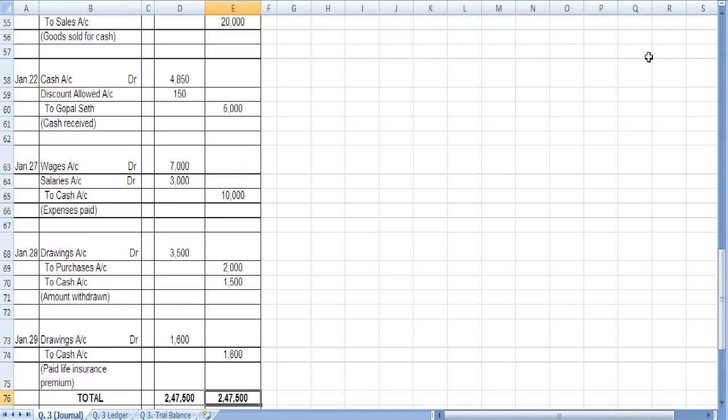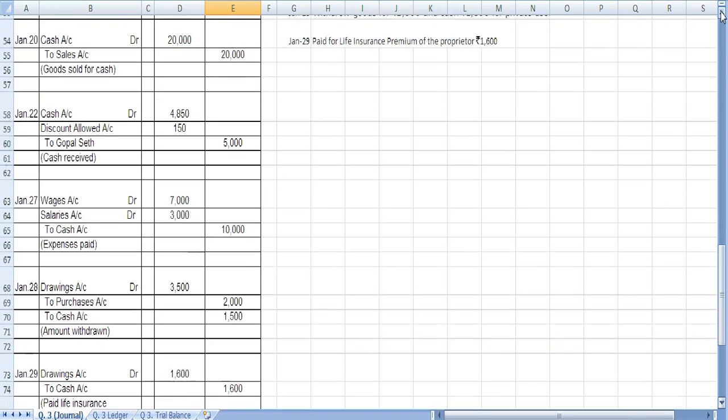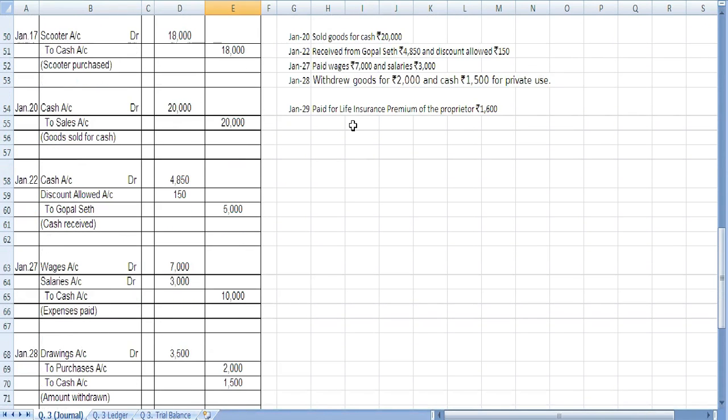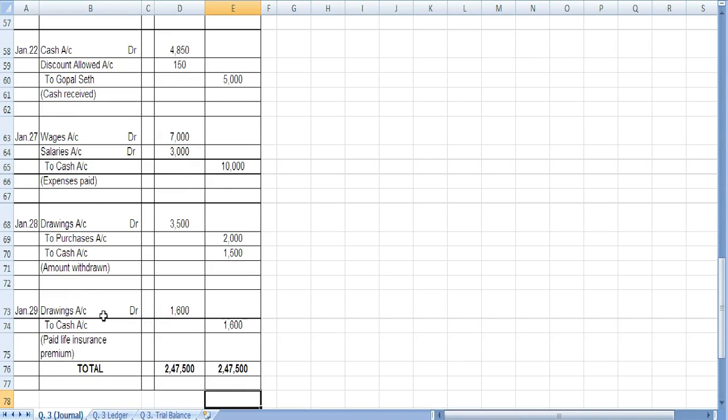Then next we have paid for life insurance for proprietor 1,600. So this is also, we can say, a drawing, because it is for private use. So drawings to cash, paid life insurance premium for the proprietor 1,600 and 1,600. So this is how you have to make the journal entry.